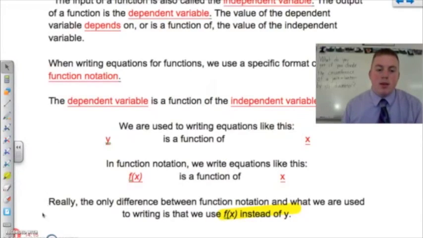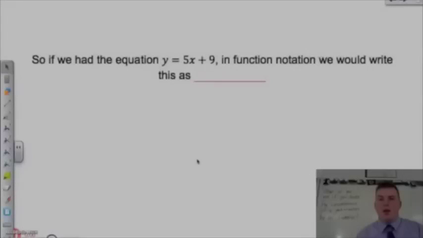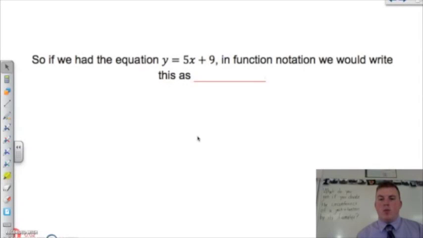Alright, so let's take a look at how that is going to affect what we are doing. So if we had the equation y equals 5x plus 9, if we were writing in function notation, we would write this like this. We would take out that y and we would replace it with what we say is f of x. So f of x is equal to 5x plus 9.